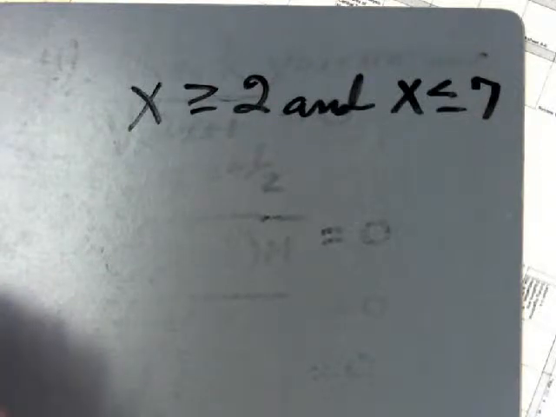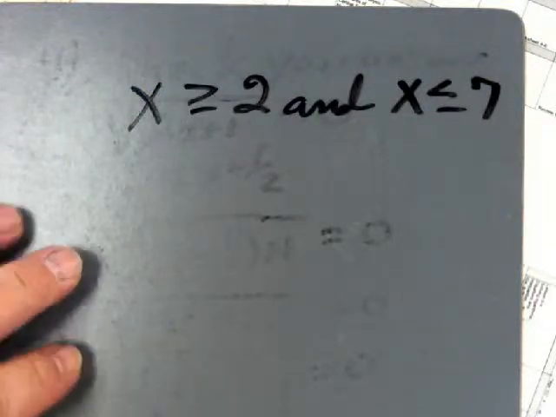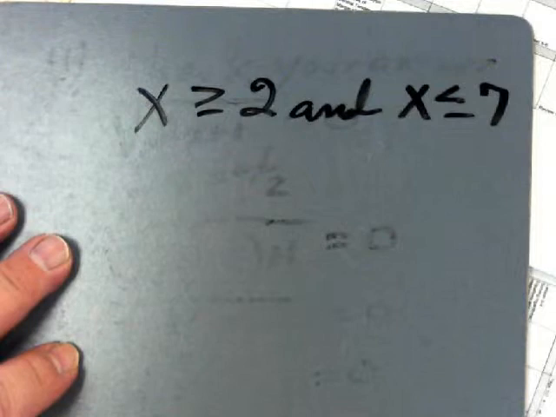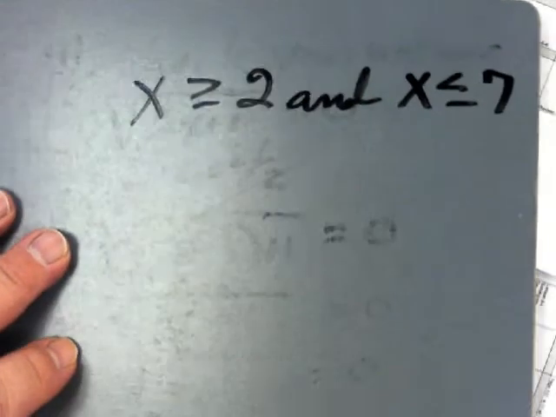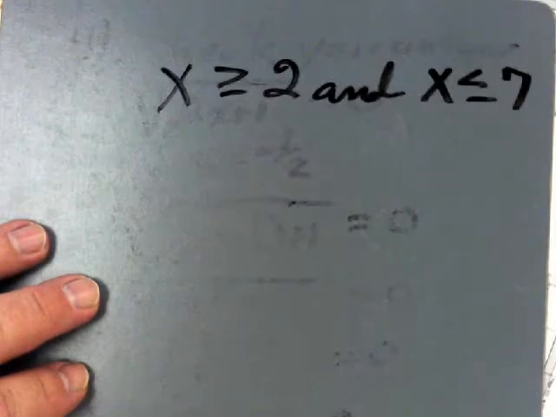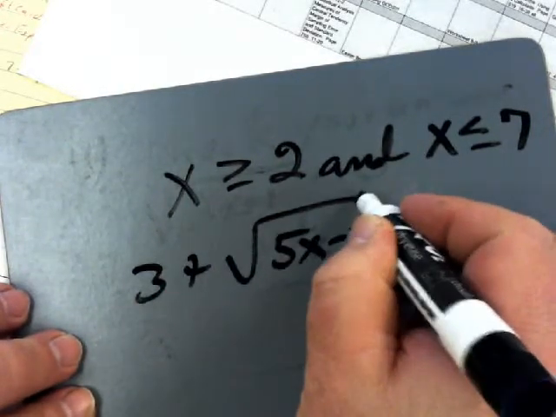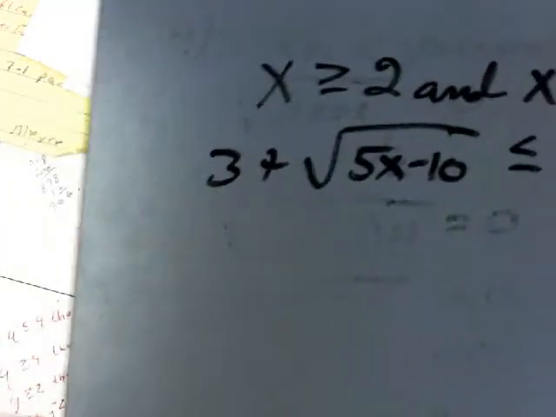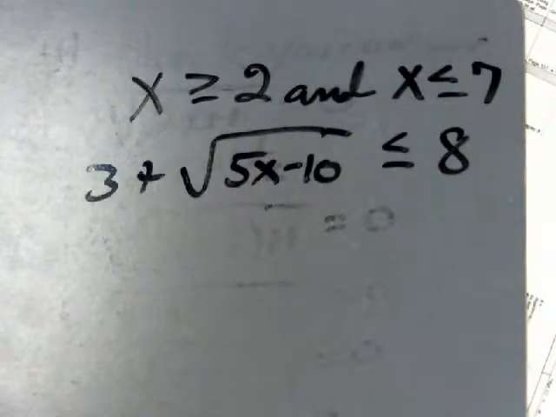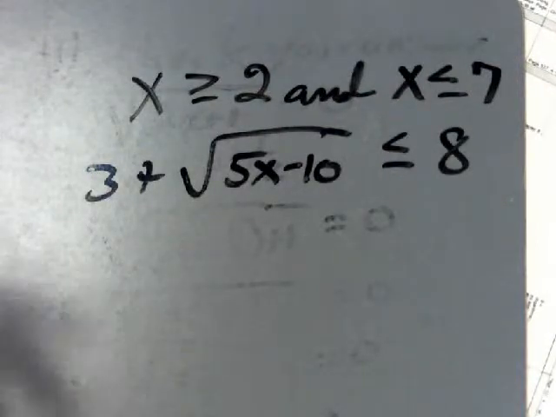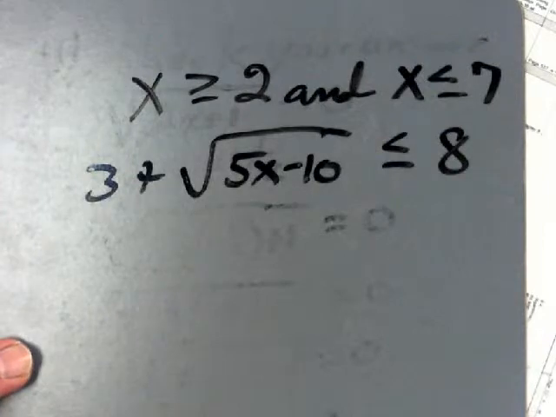If I put in anything else, right? Okay, so if I said x was greater than or equal to 2 and x is less than or equal to 7, let's put in something that is not in between those. So we had 3 plus square root of 5x minus 10 is less than or equal to 8. Wasn't that the original problem? Let's put in something that does not exist between 2 and 7. So give me a number that's... 9. Okay.